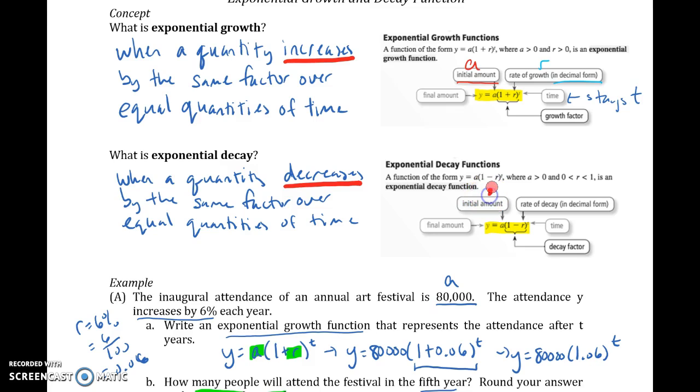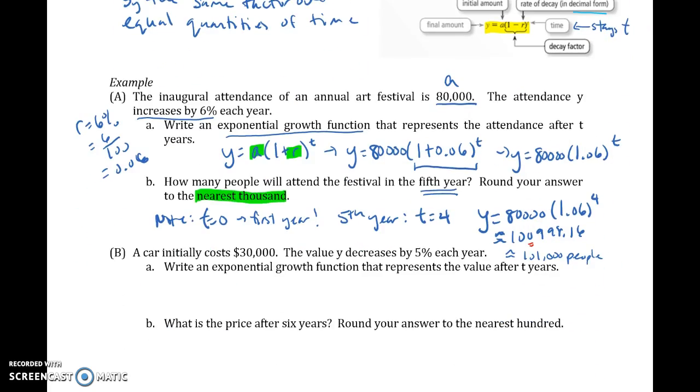A is still the initial amount. R is still the rate of change, but this time it's how much we are decreasing, right? Again, in decimal form. Time will still stay t in our function. And then the decay factor is still something we want to simplify. So let's take a look at the next example.